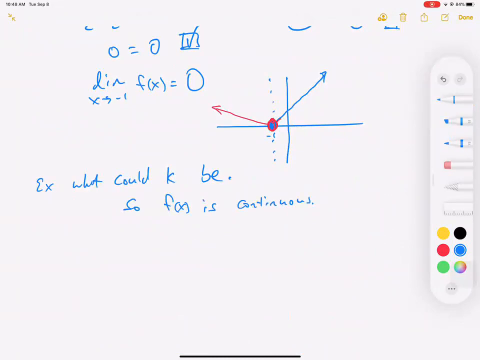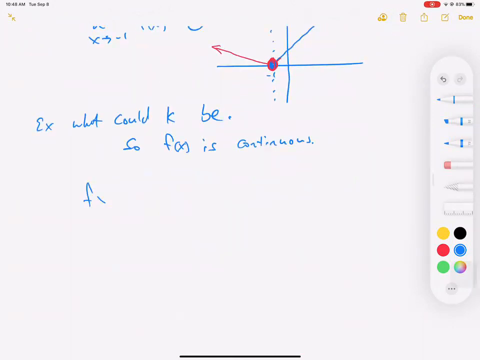What you guys are going to do is tell me what value I could plug the hole with to make this function now continuous. Here is how we're going to write it. f of x is equal to, let's do x plus 3 times x minus 1 over x minus 1 when x is less than 1. And when x is not 1, I'm going to write this a little differently.